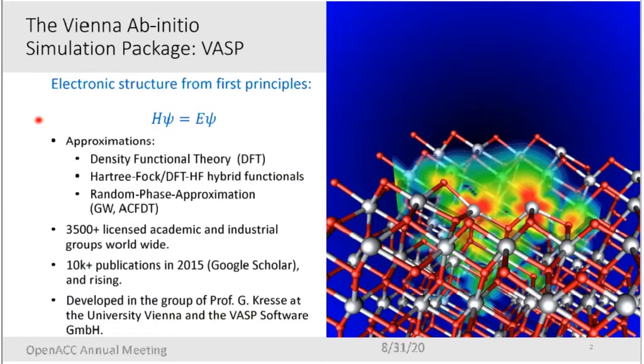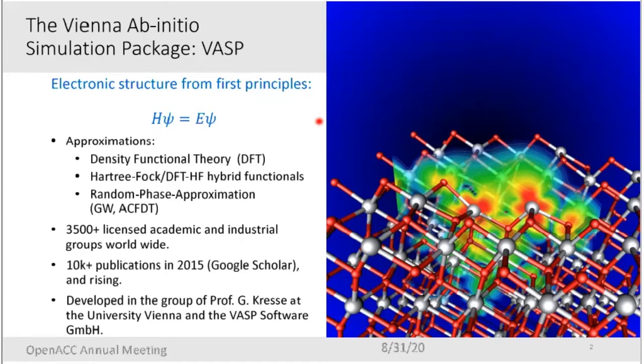VASP stands for the Vienna Ab-initio Simulation Package, and it's a program to basically predict how electrons behave in a material at an atomistic scale. We do this by solving the equation that governs the behavior of electrons at the atomistic scale, the Schrödinger equation, at some level of approximation. Once you have solved these equations, you can then deduce all kinds of interesting aspects of a material, for instance whether it conducts electricity, its chemical reactivity, structural hardness, and so on.